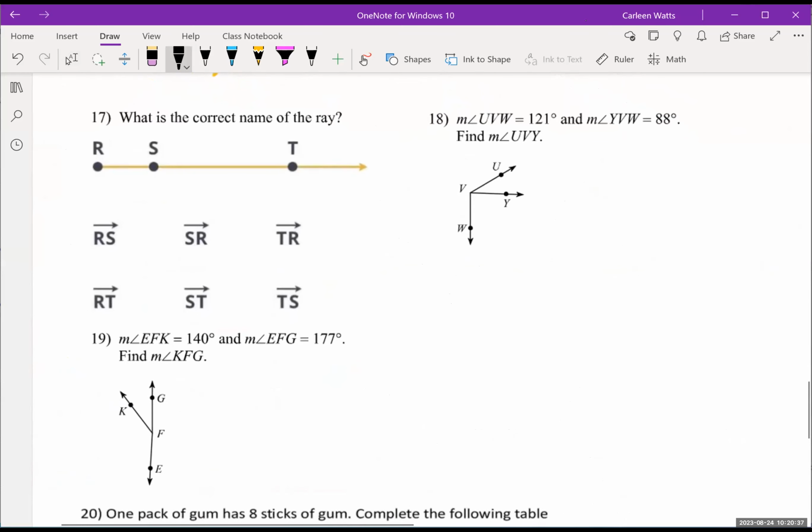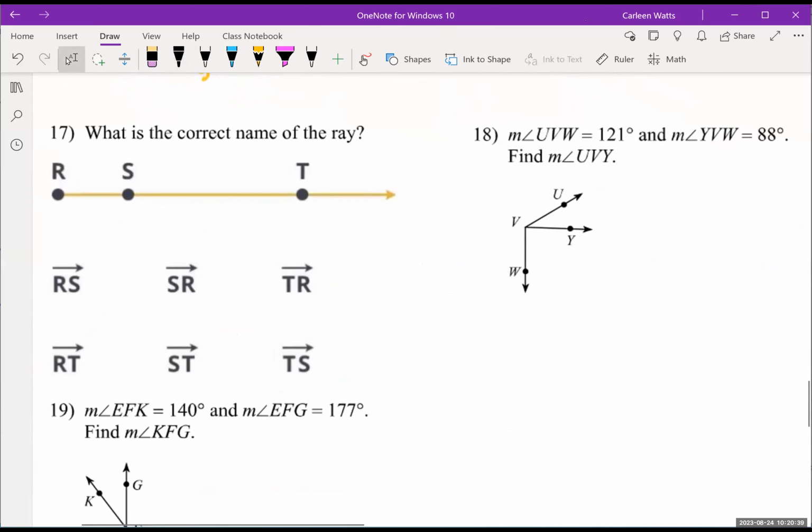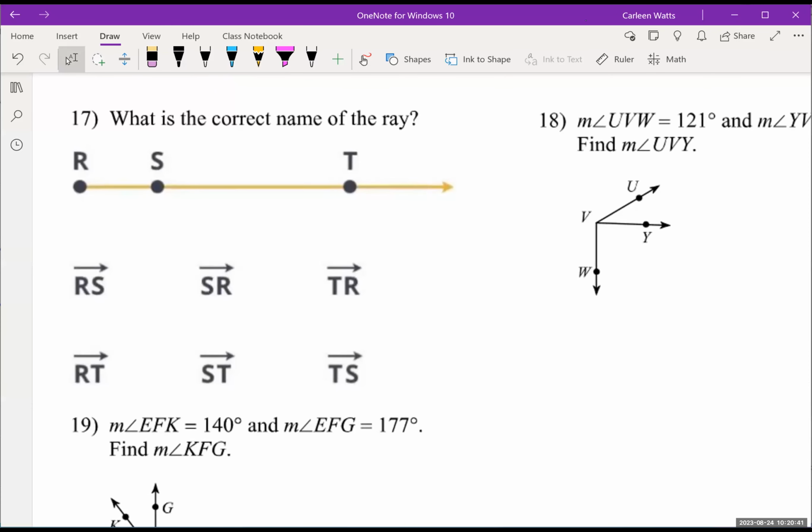We're gonna do these a little bit quickly. What is the correct name of the ray? You have to start at R. You could say start at R, go through S. Start at R, go through T, but it has to start at R. Yeah, that tells you R is the endpoint in the direction of S, or R is the endpoint in the direction of T. Okay, we're gonna go fast over that one.